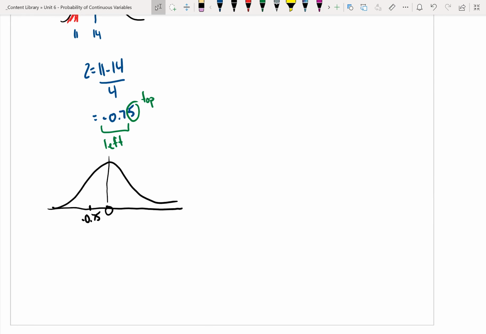So if I use that chart and I find the probability, or area underneath the curve, for a z-score of negative 0.75, I should find, if I use the chart correctly, that the probability of having a data value of 11 is 0.2266 or 22.66%.